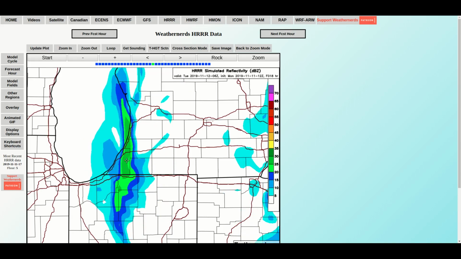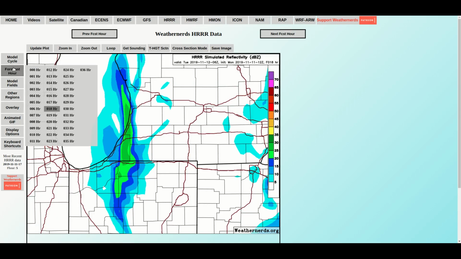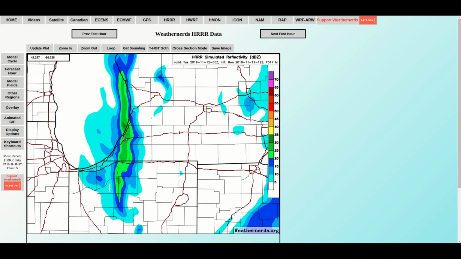So let's go back and look at some of these interesting times. If we look here, we know we're just going to have intense lift in this band here in Berrien County. That's a 17-hour forecast, so let's jump out to hour 17, and then let's put a sounding in that snow band and see what that lift and temperature profile looks like.